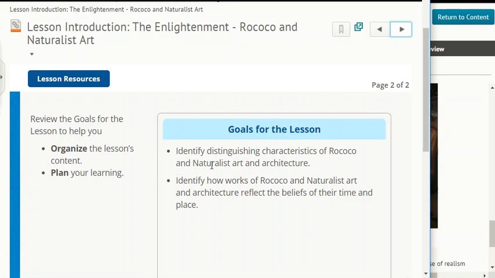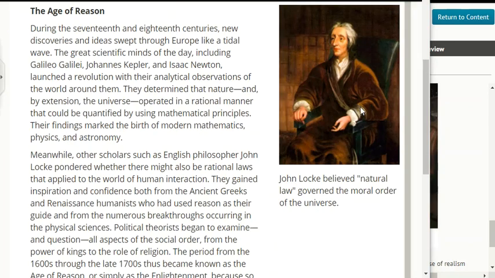Goals for this lesson are to identify distinguishing characteristics of Rococo and Naturalist art and architecture, and to identify how works of Rococo and Naturalist art and architecture reflect the beliefs of their time and place. The Age of Reason, l'âge de raison.